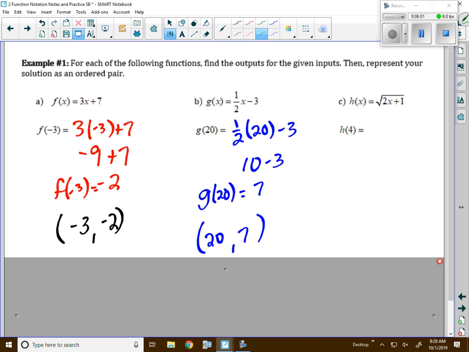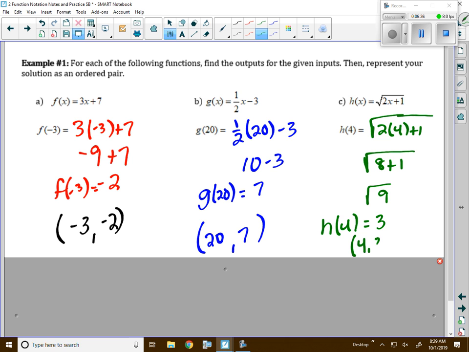Okay, this might look intimidating because of the radical. Don't worry about it. We're still plugging in 4 for x. Keep in mind, that square root is over the whole thing, so make sure you put it over the whole thing. All right, what's 2 times 4? 8 plus 1 is 9. Does anybody know the square root of 9? 3. So h of 4 equals 3. So your coordinate point is (4, 3).